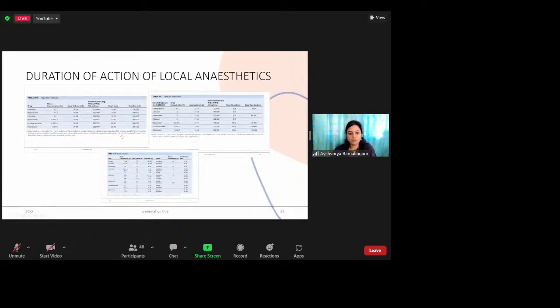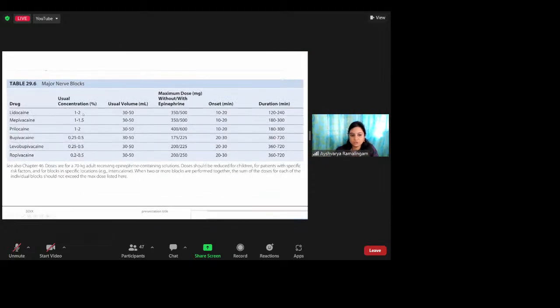The duration of local anesthetic, you can see in major nerve blocks. In major nerve blocks, we use 1 to 2% concentration of lidocaine. The duration of action is around 1 to 2 hours. Bupivacaine is used at 0.25% to 0.5%. It has a duration of action of 4 to 6 hours, and it is very similar with levobupivacaine and ropivacaine.